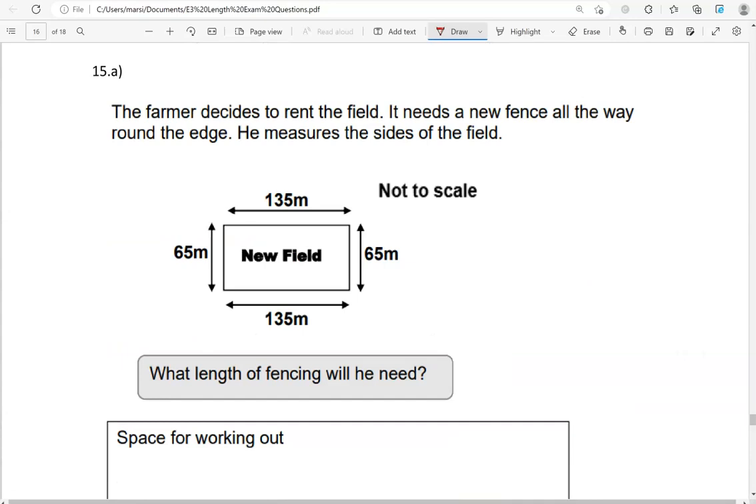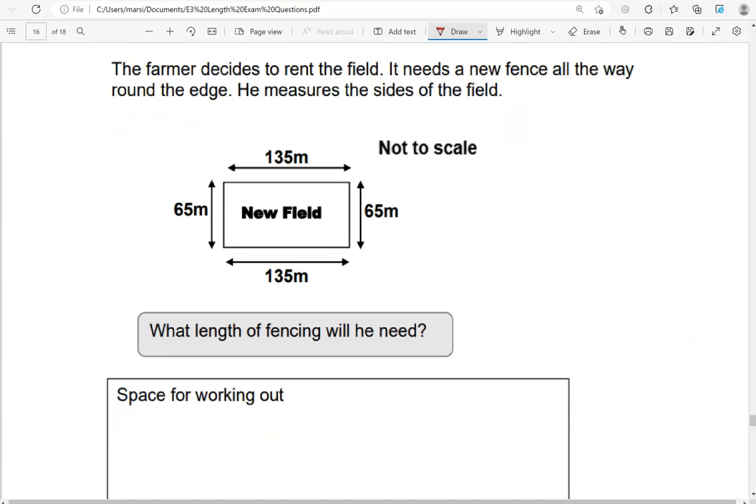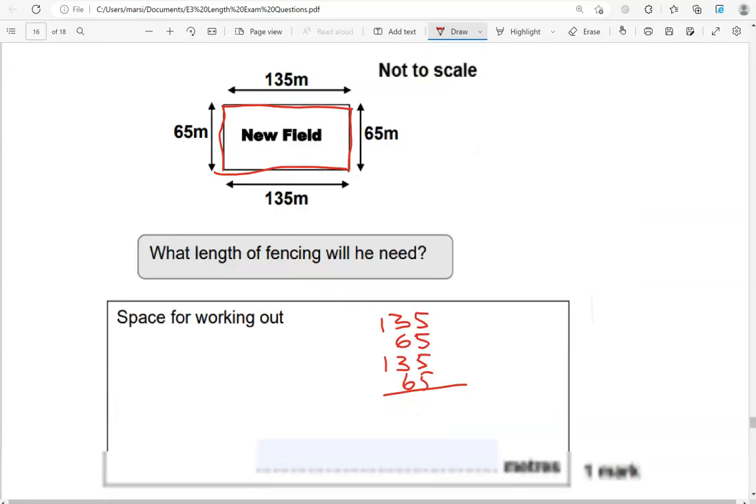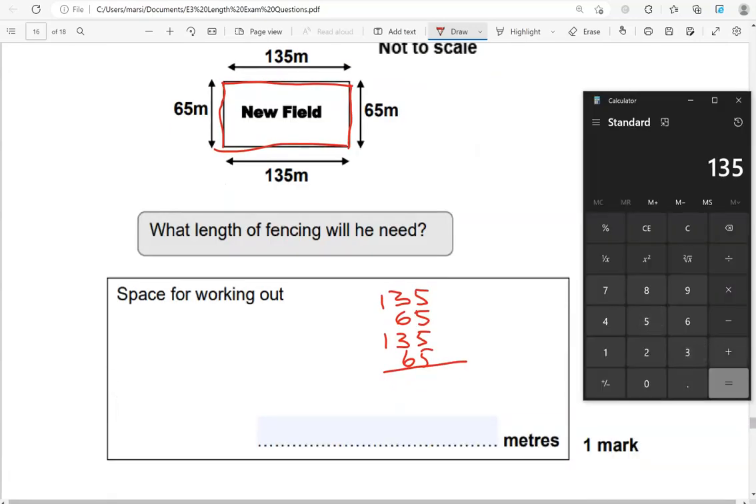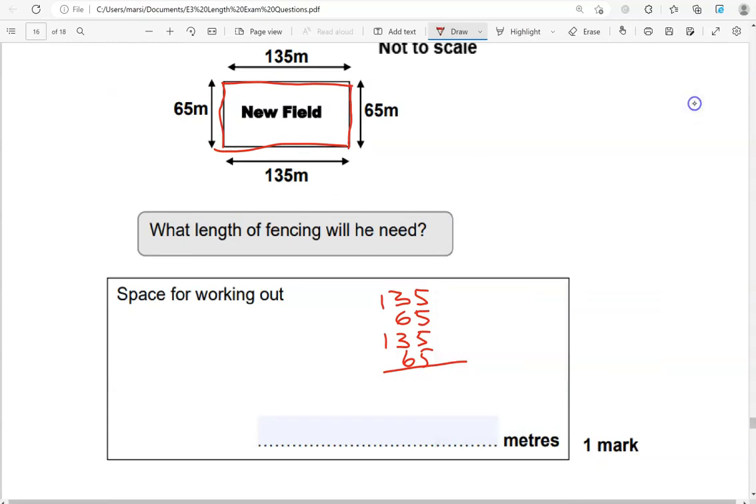The farmer decides to rent the field. It needs a new fence all the way around the edge. He measures the sides of the field. What length of fencing will he need? So he needs a new fence all the way around the edge. So that means we go in 135, add 65, add 135, and 65. That gives us 400, so that's 400 meters.